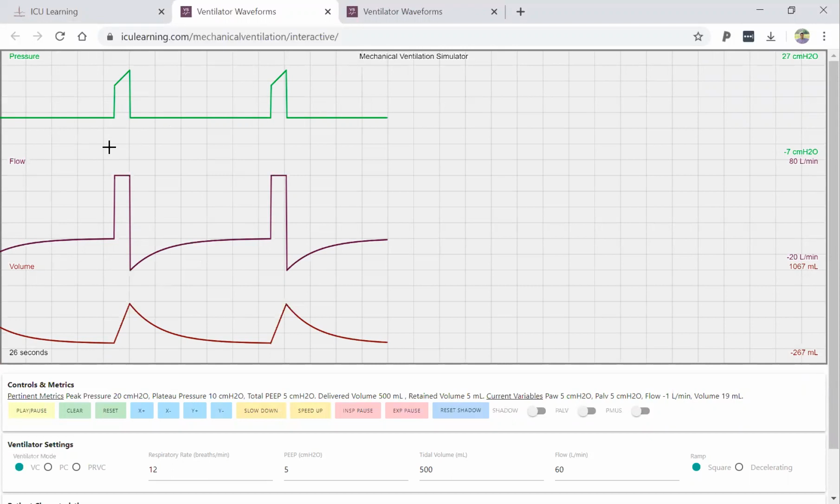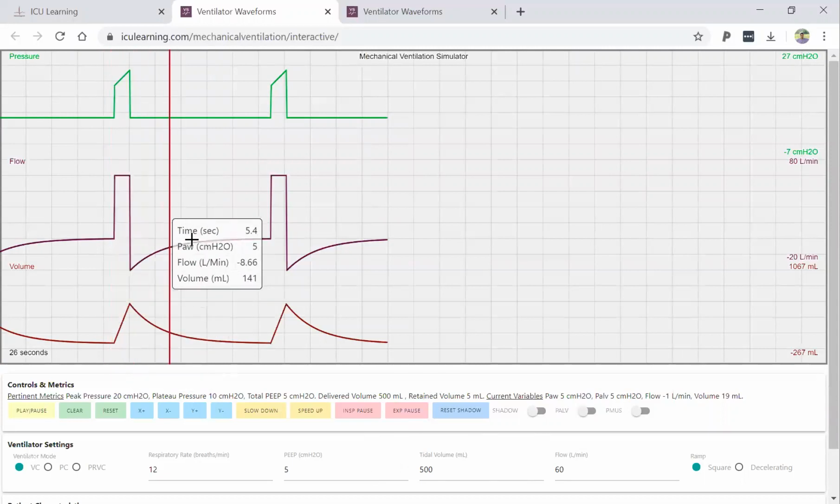So the flow waveform has two parts. The first part is active inspiration. This is when the ventilator is delivering positive pressure during inspiration. The area under the curve represents the volume delivered. And so if you calculate the area under the curve, it will be equivalent to the total volume that you set on the vent, since we are currently in volume control.